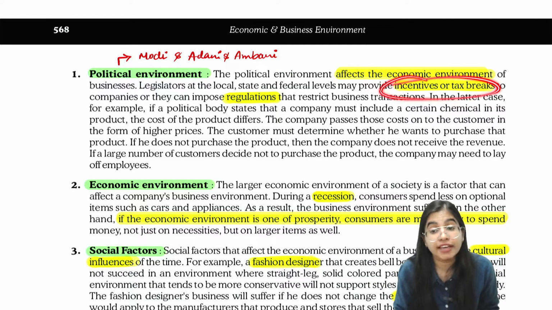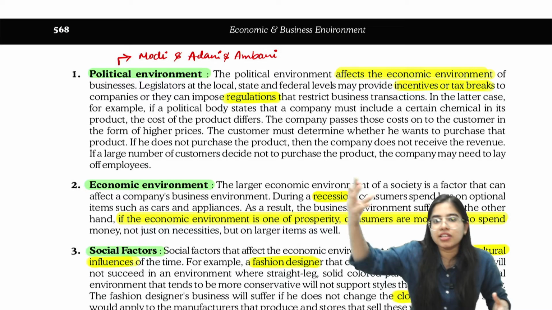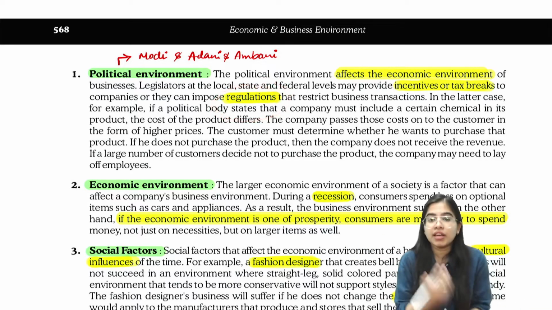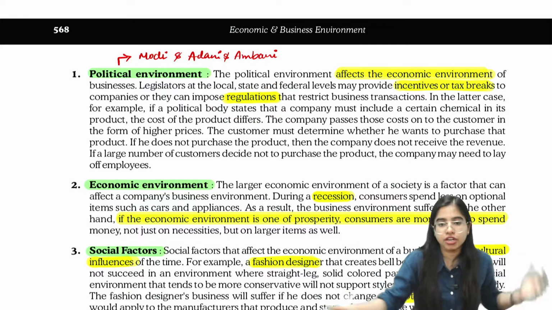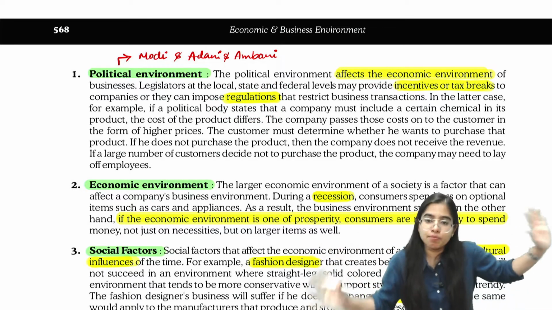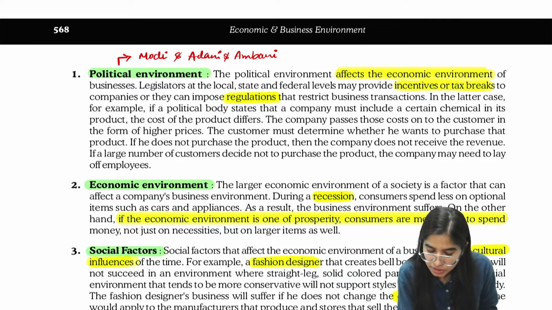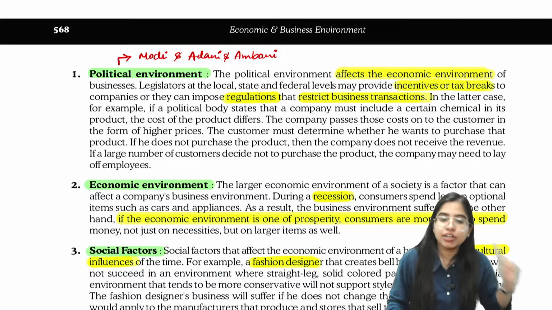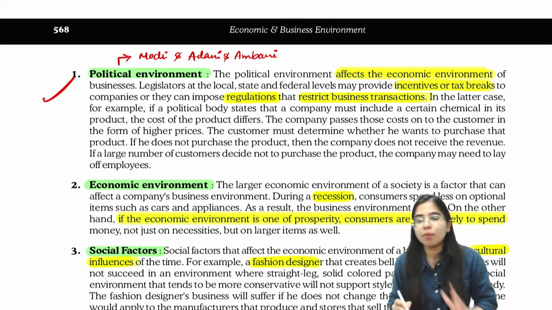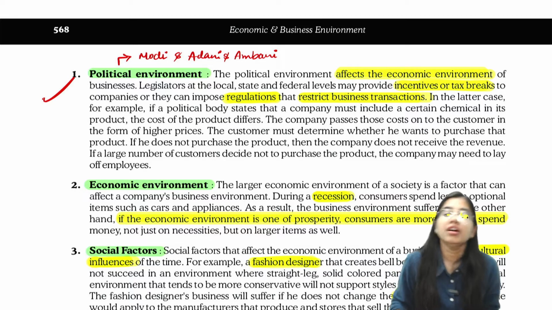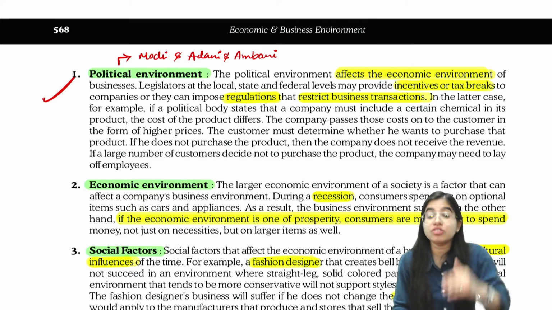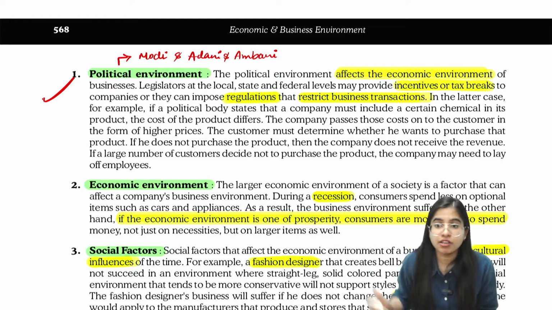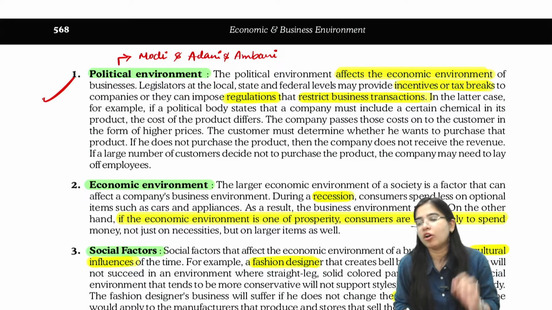When government changes tax laws, increases tax, decreases tax, will it affect your business? Very badly. Government makes laws, rules, regulations. If government imposes any new regulation, restricts any business transaction, or puts any restriction on any business, will it affect your business? Yes, it will. So all these things come under your political environment: the laws, regulations, restrictions made by government, and which political party is in force.